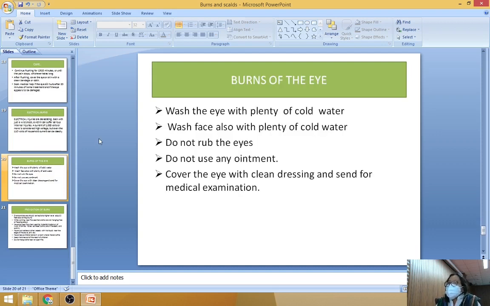Burns of the eye. Wash the eye with plenty of cold water. Wash the face also with plenty of cold water. Do not rub the eyes. Do not use any ointment. Cover the eye with clean dressing and send for medical examination.